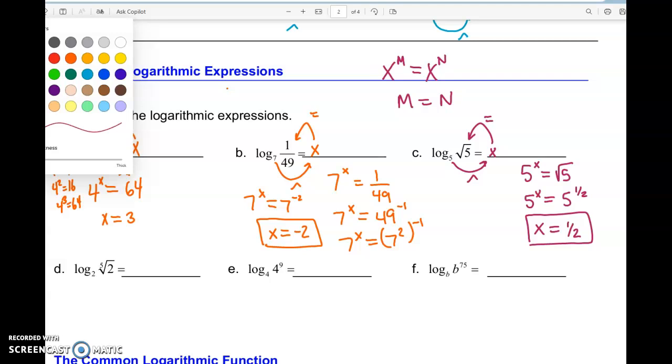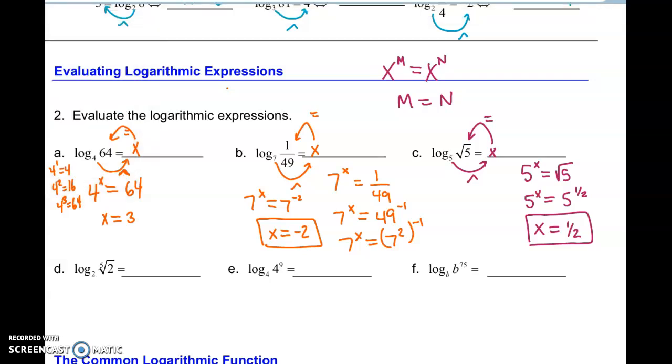So you should try pausing the video and try the ones that remain and see what you get for those, and then unpause and watch how I do them. Letter D, 2 to the x power is equal to the 5th root of 2.